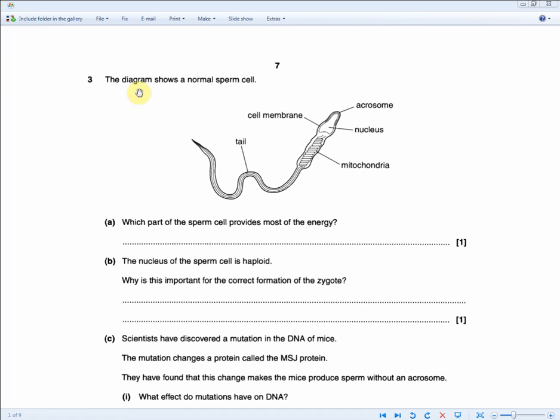The diagram shows a normal sperm cell. As shown, you've got the tail, the cell membrane, but more importantly, the acrosome, the mitochondria and the nucleus. The question reads, which part of the sperm cell provides most of the energy?